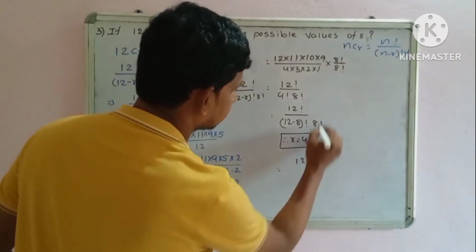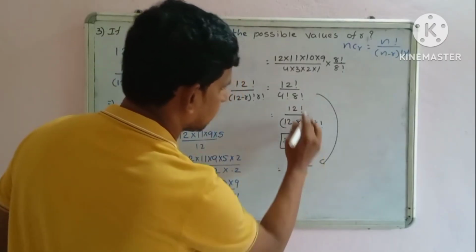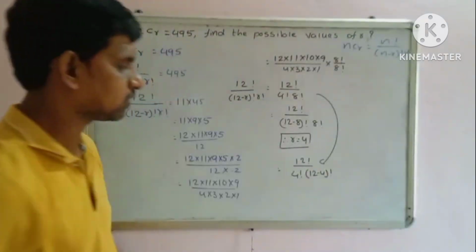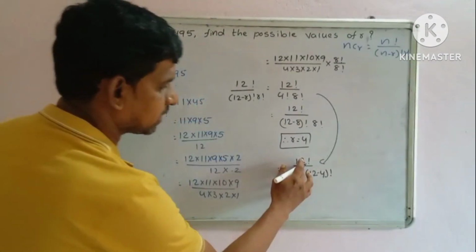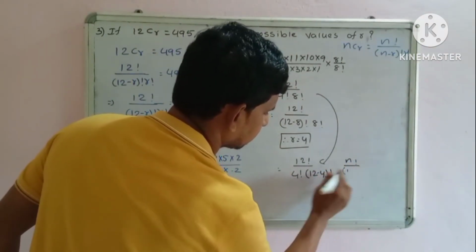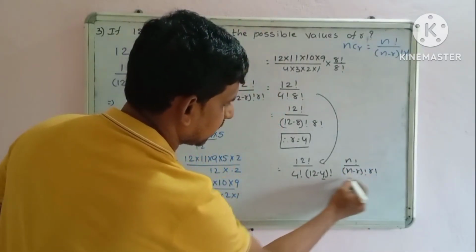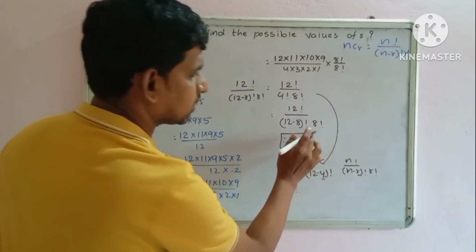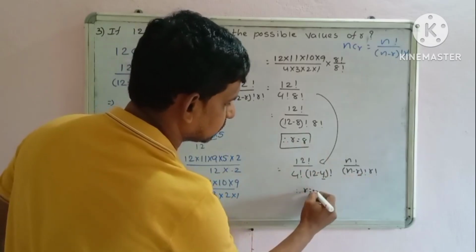Next, the same 12 factorial by, write 4 as it is. 8 factorial can be written as 12 minus 4 factorial. 12 minus 4 is how much? 8. So 12 minus 4 factorial. Now this is the form n factorial by n minus r factorial into r factorial. So what is the value of r now? Therefore in this case 8 is the r. Second case, r equals 8. First case, r equals 4.